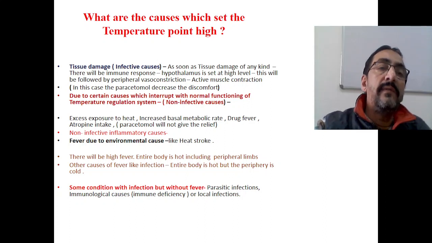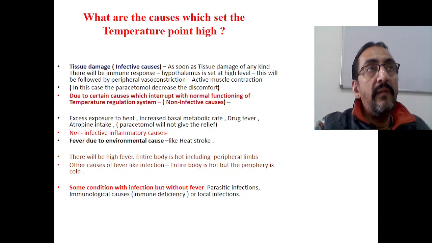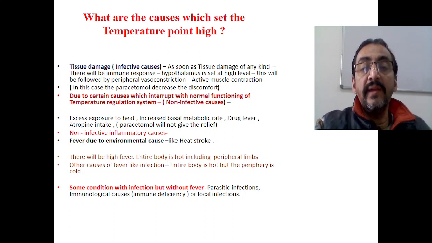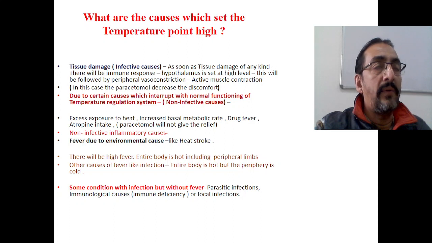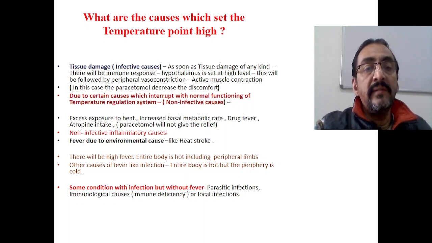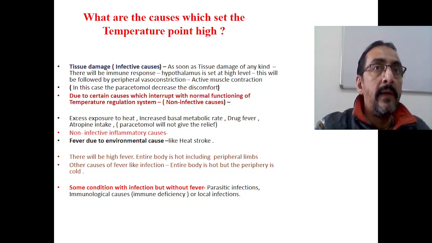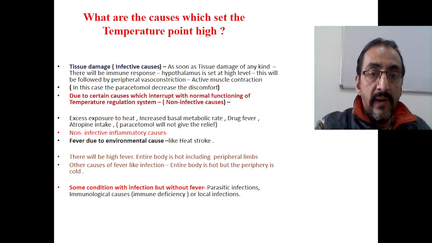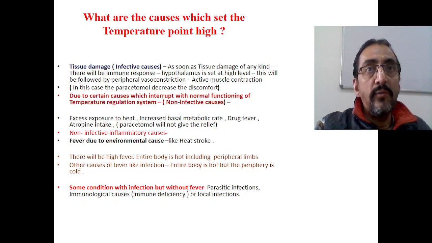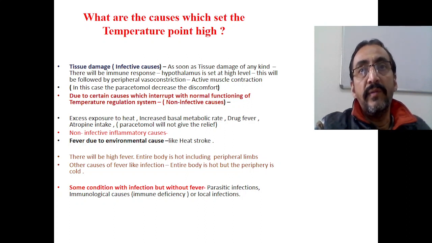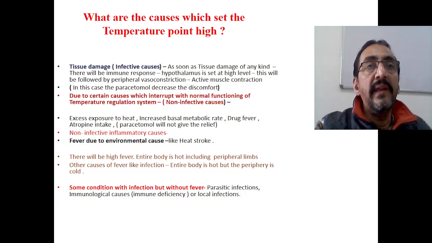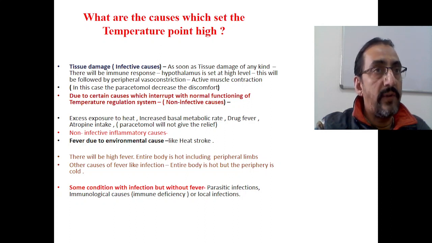Another important point is that there will be a high fever. In fevers from other causes like infection, the entire body is hot, but the periphery is cold. This is very important. This helps to differentiate between environmental fever and infectious fever. Environmental fever, for example, heat stroke, etc. There also body heat will increase. But how will you differentiate? All body parts are equally hot. That is a fever due to environmental causes like heat stroke, etc.